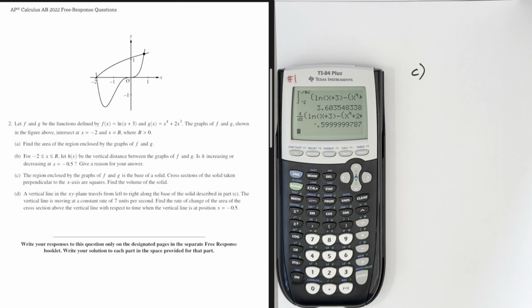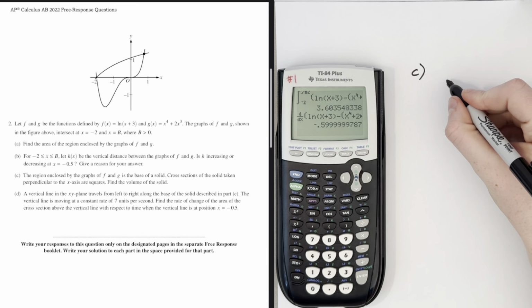Sorry, my phone died in the middle of part C, so I got halfway through it, then realized I had to restart it. So once again, starting part C, let's read it again. It says the region enclosed by the graphs of f and g is the base of a solid. Cross-sections of the solid taken perpendicular to the x-axis are squares. Find the volume of the solid.